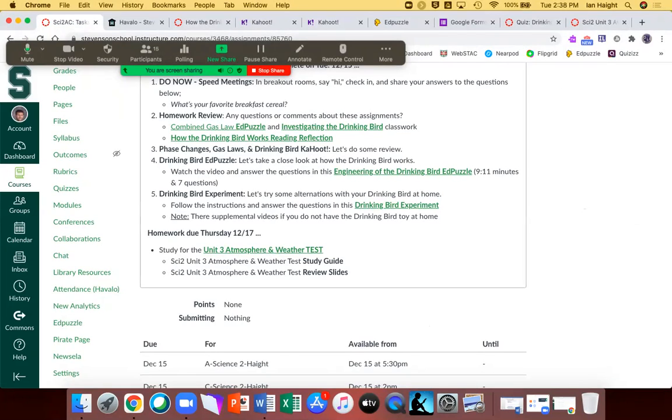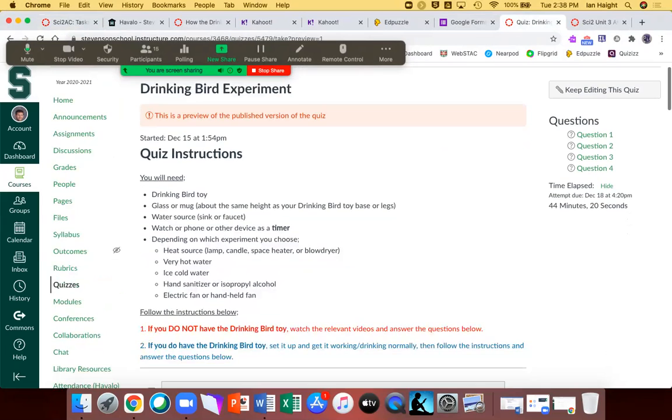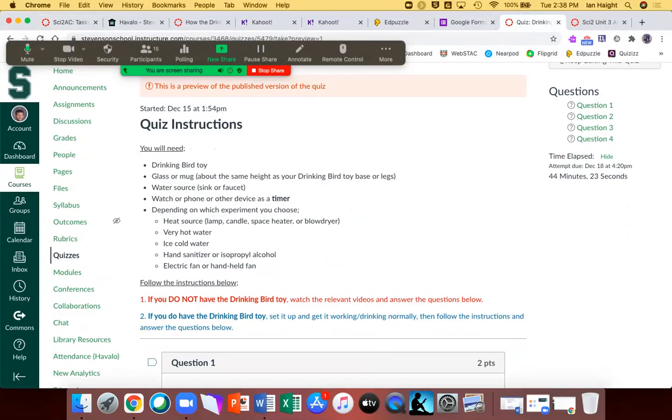Whether you have the Drinking Bird toy or not, you will be able to complete this assignment. If you just click on Drinking Bird experiment, it will take you to a Canvas quiz that looks like this. If you do have your Drinking Bird toy, once again, you're going to need to set it up with a mug and some water. You'll also need some kind of timing device. You can use a timer on your phone or whatever else you have.